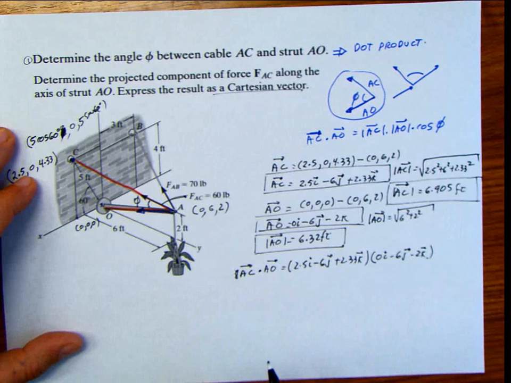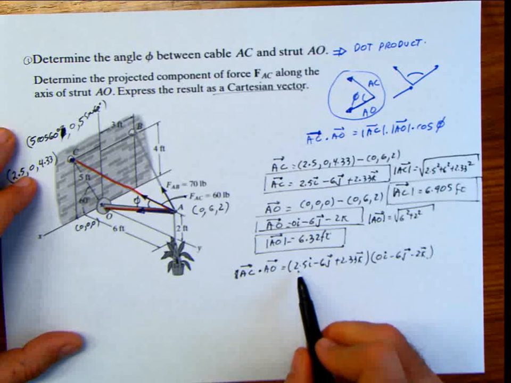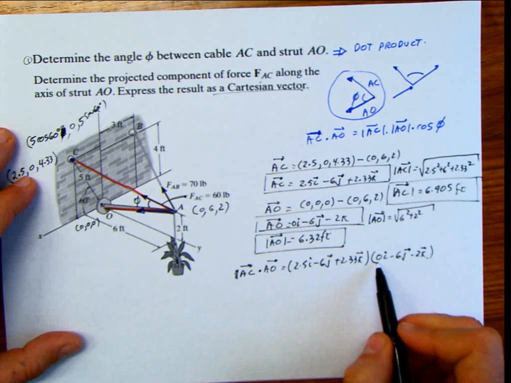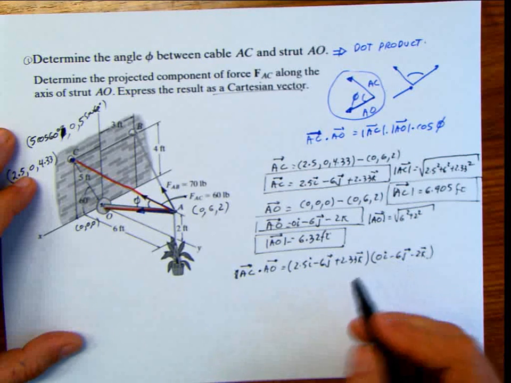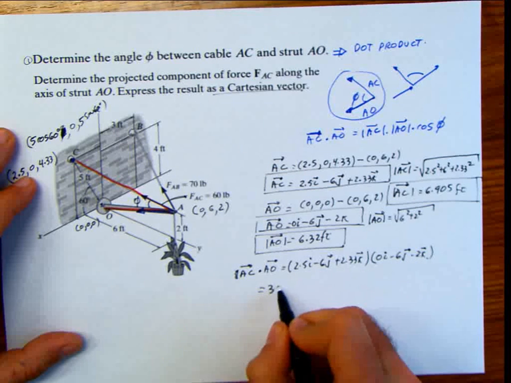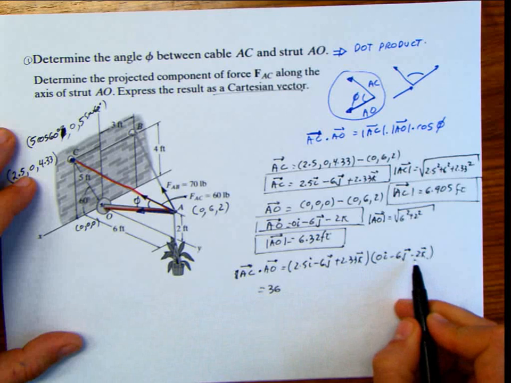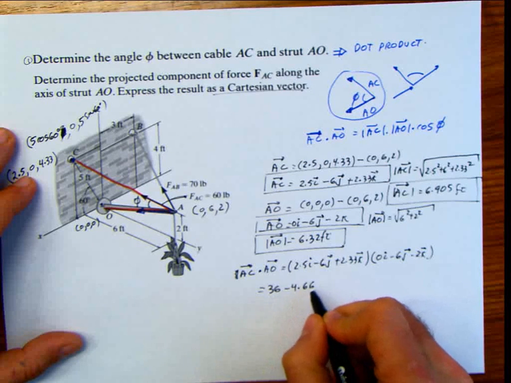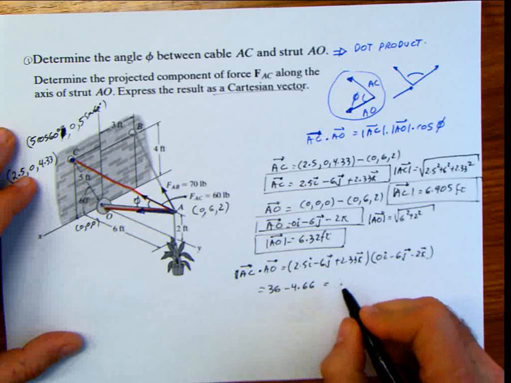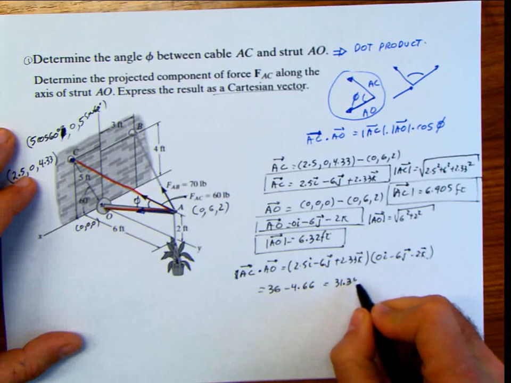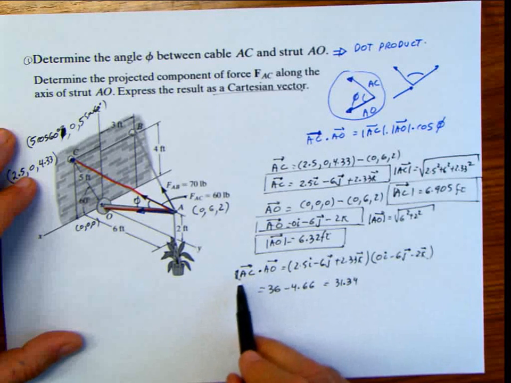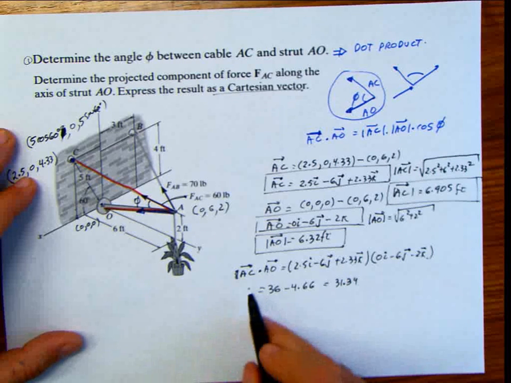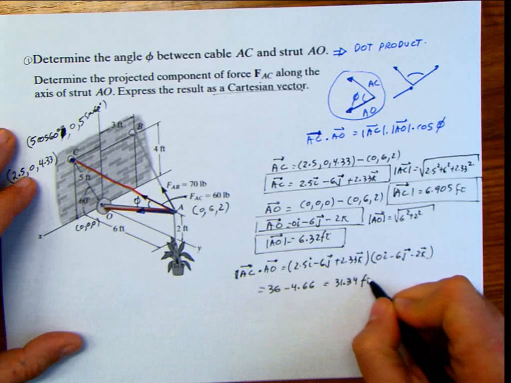And when you do that, we're going to have 2.5 times 0 is 0, and 6 times 6 is 36, positive 36, and 2.33 times negative 2 is negative 4.66, and this value is going to be 31.34. And remember, the units for the dot product are going to be the same units of each one of the elements multiplied. So this is feet, this is feet, this is going to be feet squared.